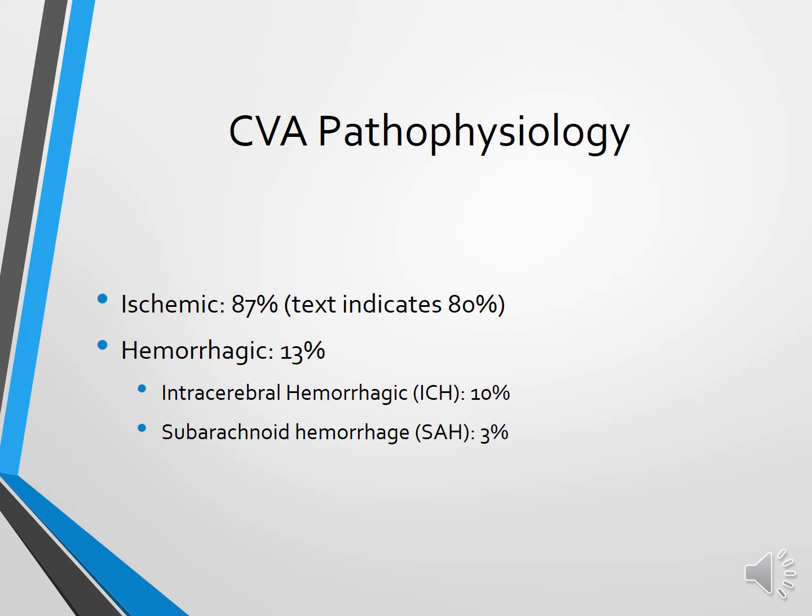Hemorrhagic strokes are going to make up 13% of strokes, with the intracerebral hemorrhage being 10% and the subarachnoid hemorrhage being 3%.